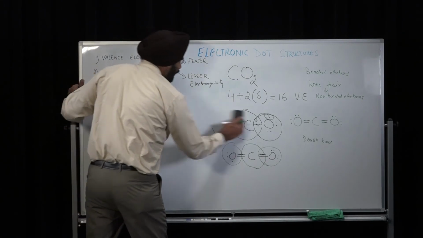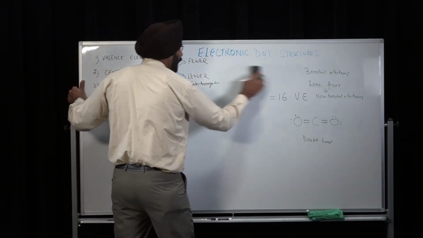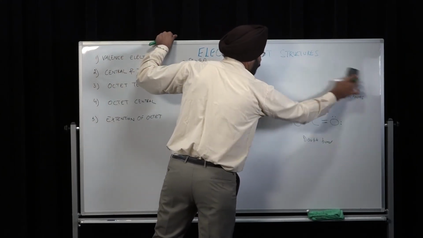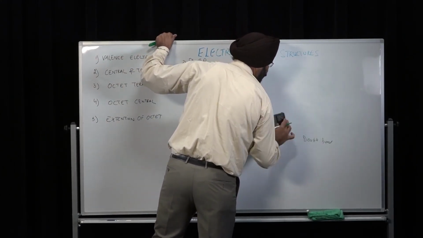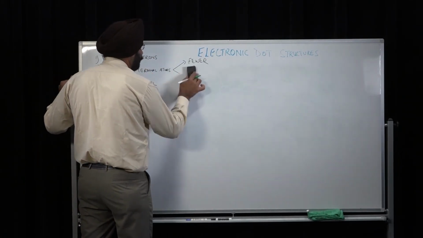We can take some more examples and discuss the arrangement of the valence electrons on it.